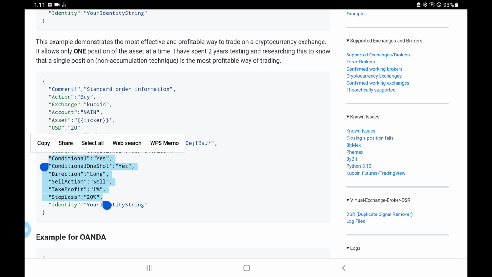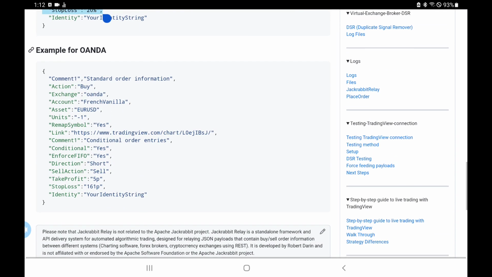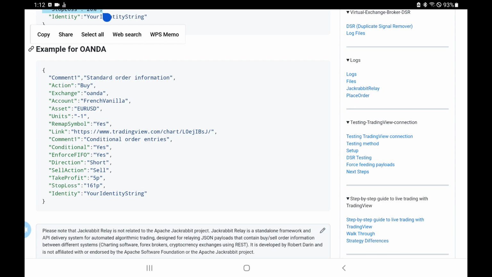So this is the best way to trade a cryptocurrency exchange if you want to use conditional orders that do not rely on an accumulation approach and specifically focus on a stop loss technique. And of course, conditional orders work with OANDA, and Forex is the same way with some slight differences.